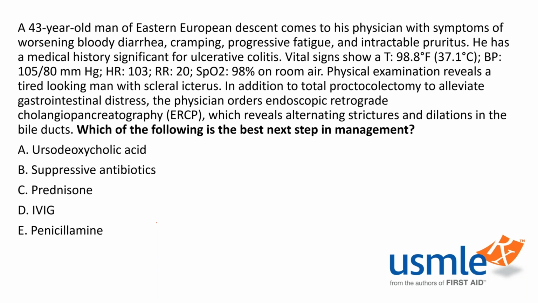So we have a management question. This will be, again, a two-step question. We have to come up with the correct diagnosis, which we've kind of done at this point. It's primary sclerosing cholangitis. And then they want us to know the management of primary sclerosing cholangitis. And our answer choices are A, ursodeoxycholic acid, B, suppressive antibiotics, C, prednisone, D, IVIG, and then E, penicillamine. So just to give you a chance to think about it, and then we will answer it.